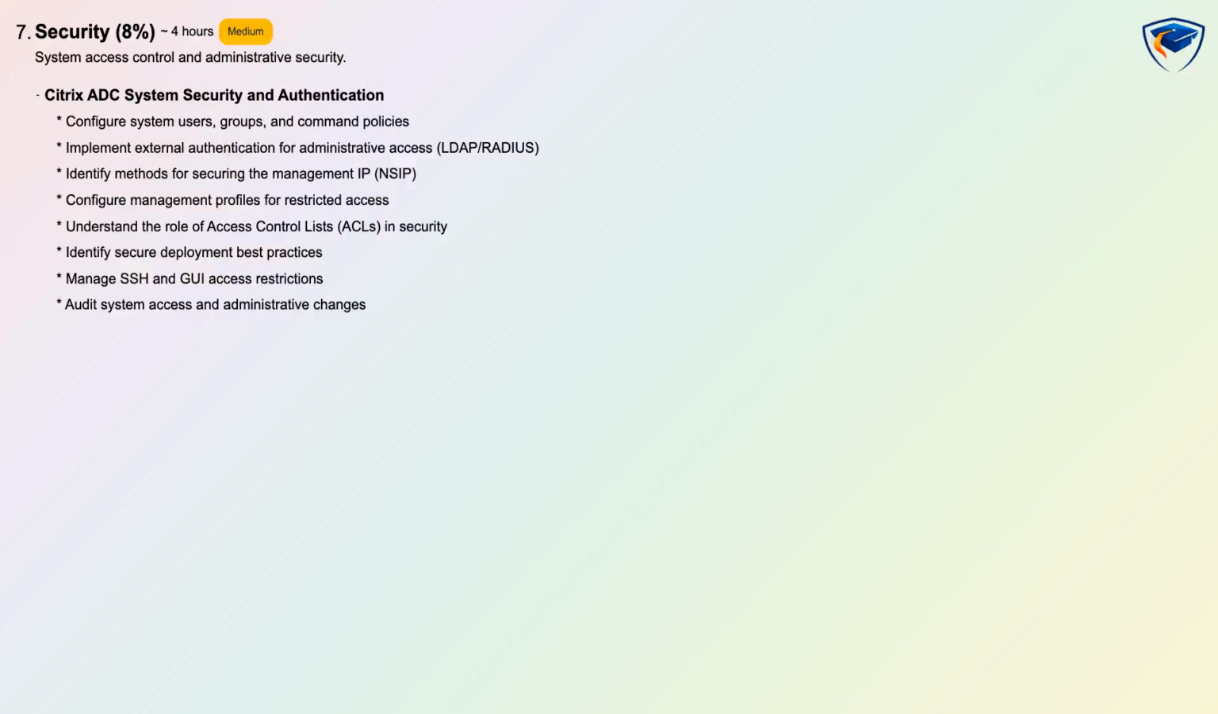Security is 8% and centers on system access control and administrative security for Citrix ADC. Difficulty is medium, estimated learning time is 4 hours, and assessment is conceptual plus scenario-based. Topics include configuring system users, groups, and command policies, implementing external authentication such as LDAP and RADIUS, securing the management IP, applying management profiles and ACLs, restricting SSH and GUI access, and auditing administrative changes.